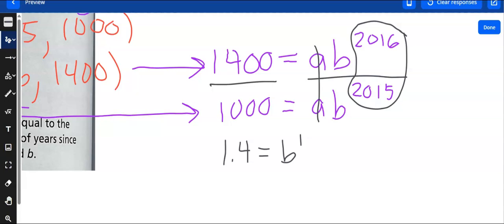Now, imagine that you accidentally flip this over because you started with the other one. Then you would end up with b to the negative first. A lot of you panic when you see a negative exponent. You don't know what to do with it. And then bad things happen because your math goes haywire. So I always suggest you start with the highest x value, and then you're never going to have that problem.